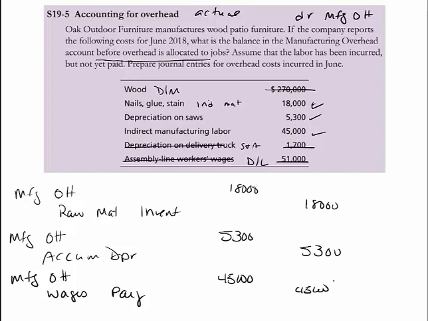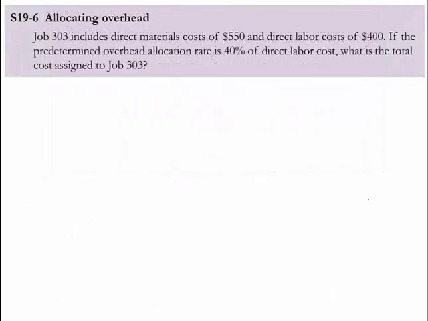And so that'll take care of that. So that's what it looks like for my actual overhead. Again, for actuals, the debit's always going to be manufacturing overhead. The credit would be whatever it would have been if you were recording these expenses before, if that makes sense.